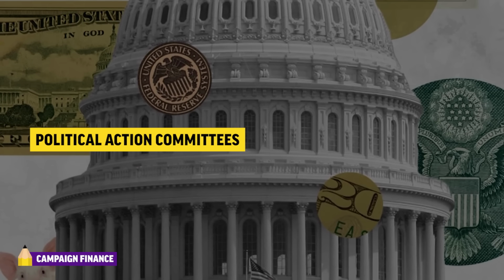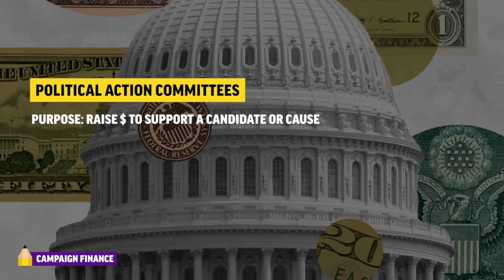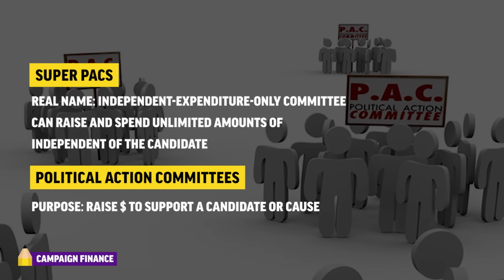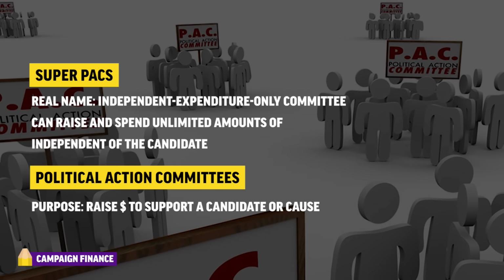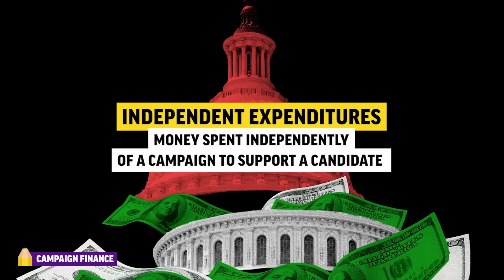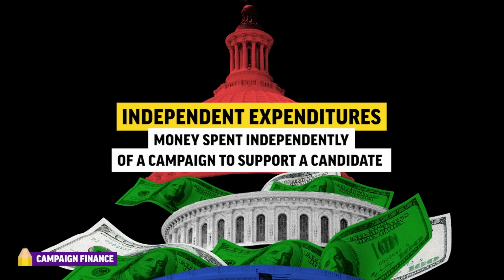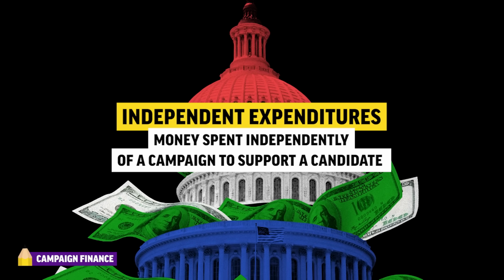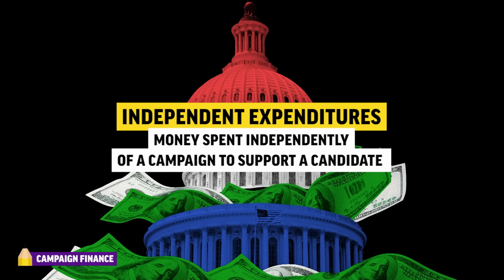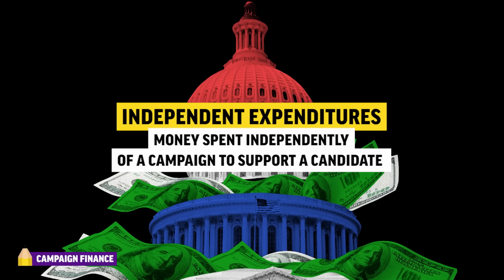But first, let's define regular PACs. A political action committee raises money to support a candidate. Super PACs are really called independent expenditure only committees, and can raise and spend an unlimited amount of money independent of the candidate. Independent expenditures are money spent on politics to help a campaign, but the money isn't given directly to the campaign. Instead, think of it as a group of like-minded people pooling their money so they can make political ads or do other things to help campaigns.